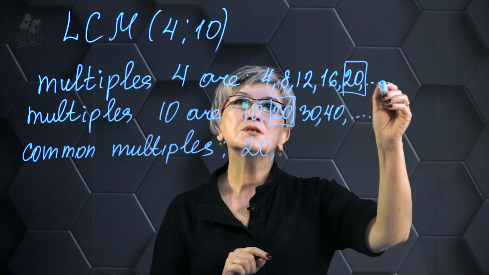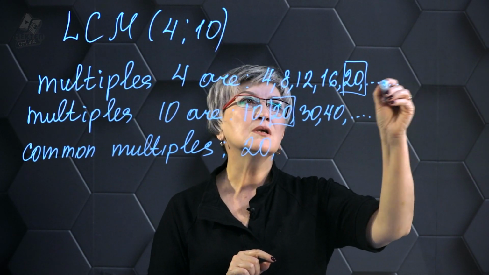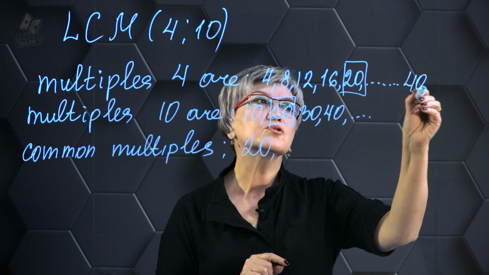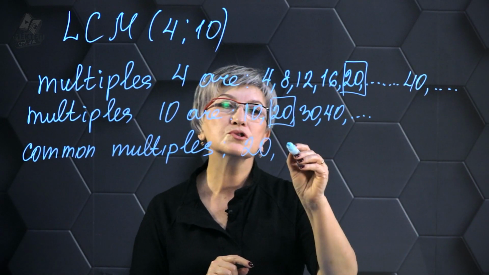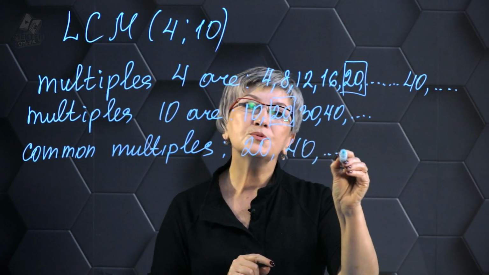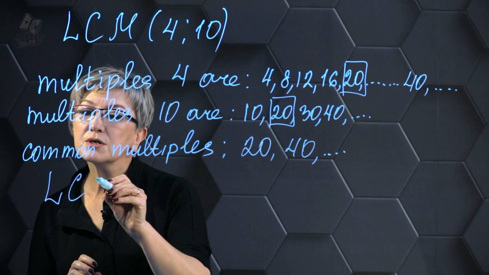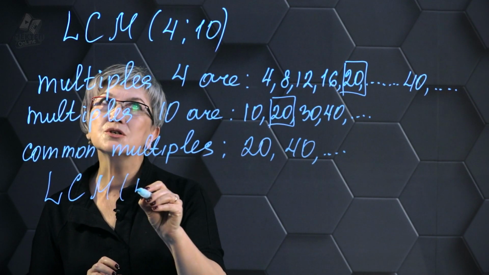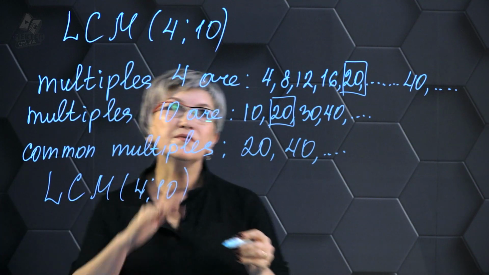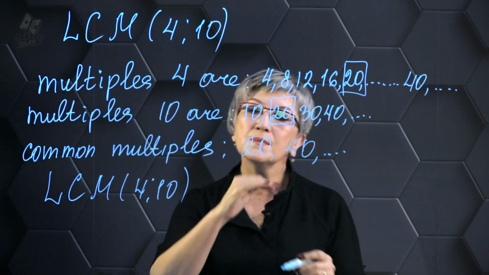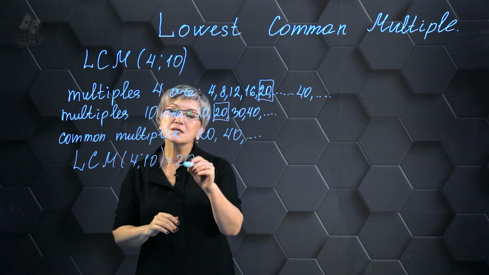Why? Because here, what else will we encounter? Here, and so on and so forth. Here there will be the number 40, so 40 can also be expressed as a common multiple for these numbers. And now I'm going to choose the least common multiple for the numbers 4 and 10. As you can see from this list, the smallest number among these is 20.